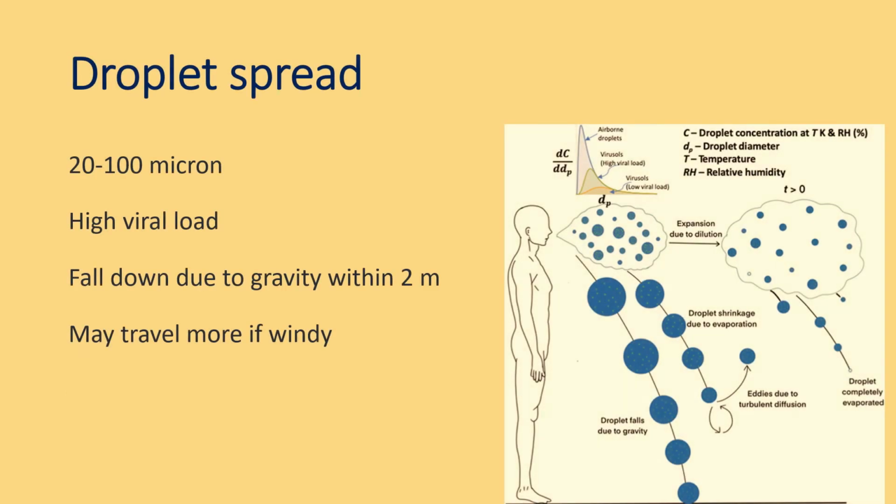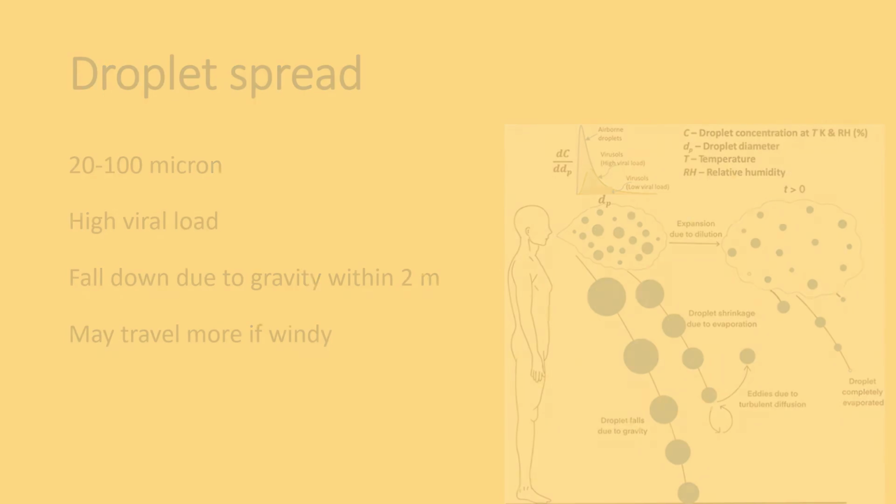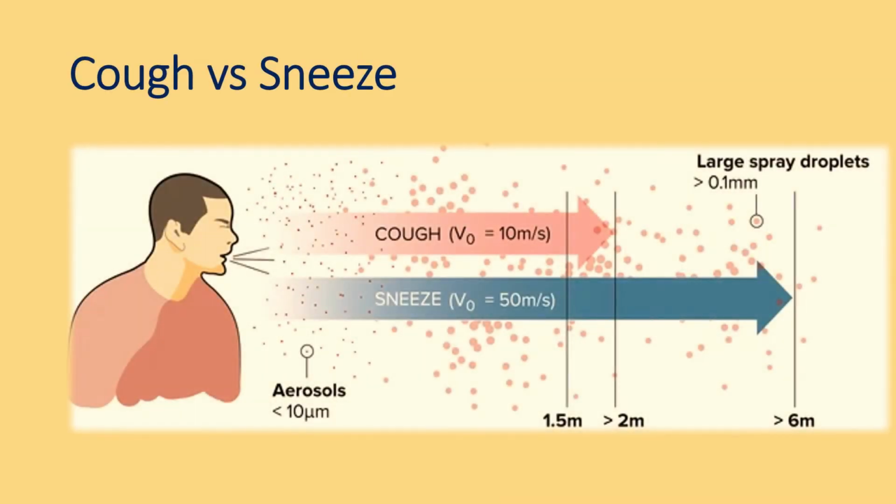The usual size of droplets varies between 20 to 100 micron and they carry a high viral load. Most of them fall down due to gravity within 2 meter distance and may travel more if the conditions are windy. A vigorous cough can produce particles that travel beyond 2 meters and a sneeze can produce droplet particles that travel beyond 6 meters.